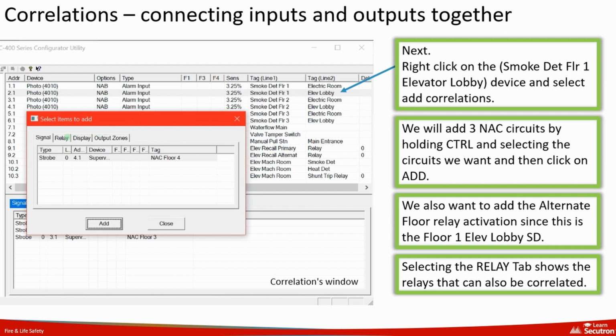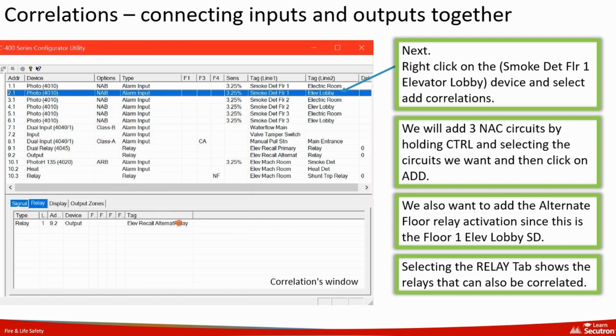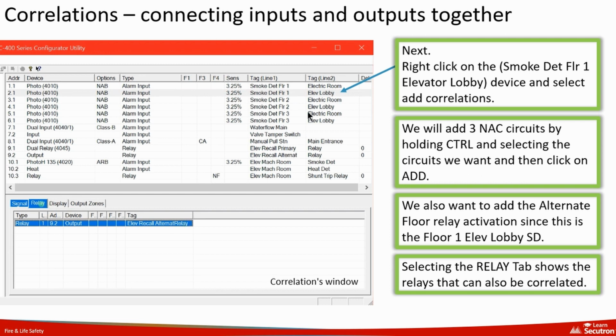We also want to add the alternate floor recall relay, since this is the Floor 1 Elevator Lobby Smoke Detector. Selecting the Relay tab shows relays that can also be correlated. Select the Elevator Recall Alternate Relay and add it to the device's correlations. After we close the dialog, we can see the correlations by clicking on the tabs in the Correlations Details area. Notice that the tabs are highlighted in blue when they contain devices or circuits.